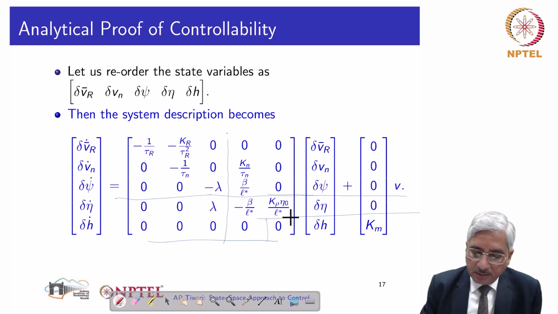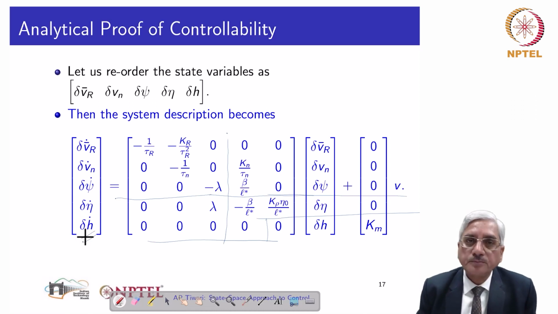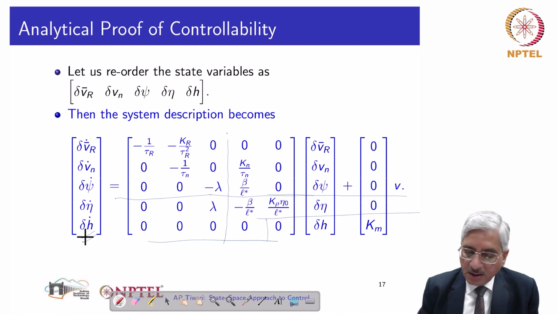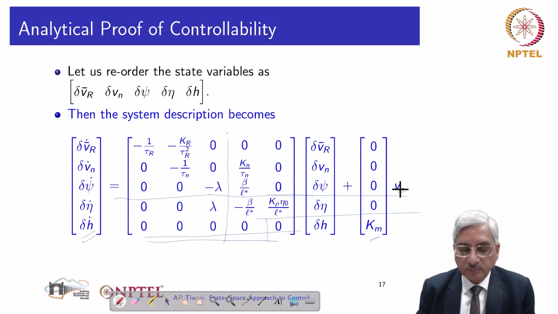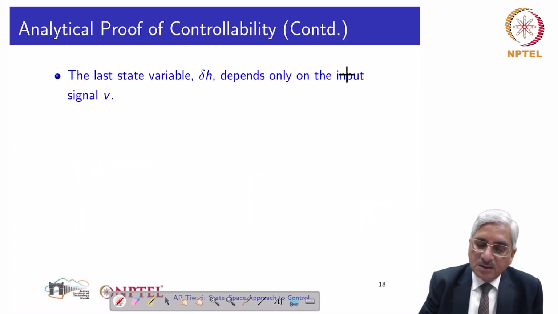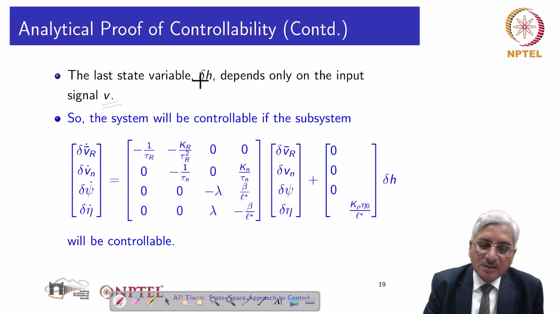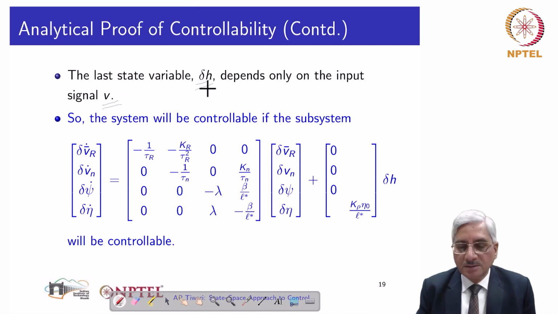Now what you see is that the variation of the control rod position, the speed, doesn't depend on any state, it only depends on the applied voltage, Km times V. This is the first observation we make. The second thing, from the remaining state variables, is that because the input is directly reaching that state, that state is controllable. That is the first thing.